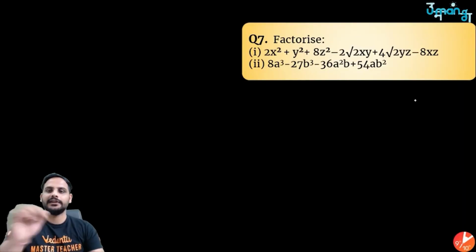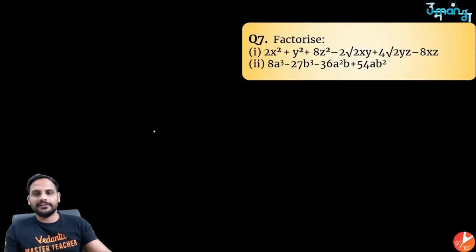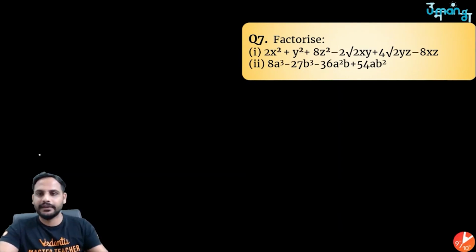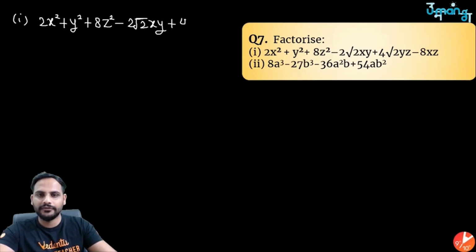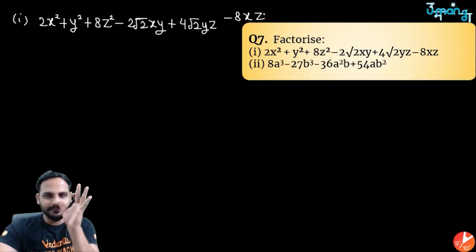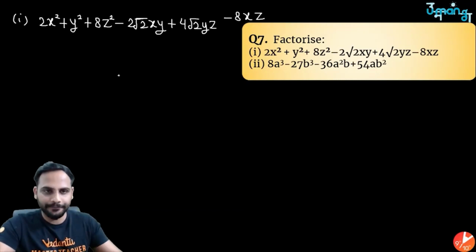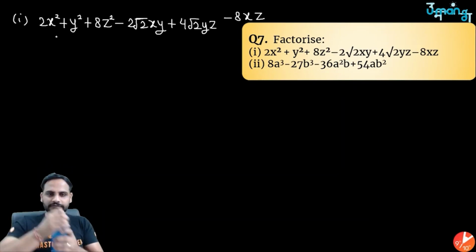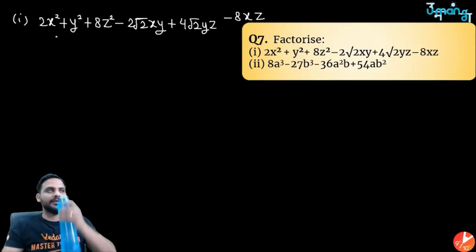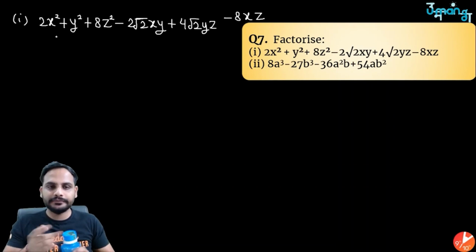Okay. Next question, factorize the following. Beta, in this factorization, when you see more than one variable, you have to factorize it using some identity. So first one, look at the part here. You have 2x square plus y square plus 8z square minus 2 root 2xy plus 4 root 2yz minus 8xz. Just by looking at this, you can clearly see 2x square is a whole square, y square is a whole square, 8z square is a whole square, right? They all are whole squares.